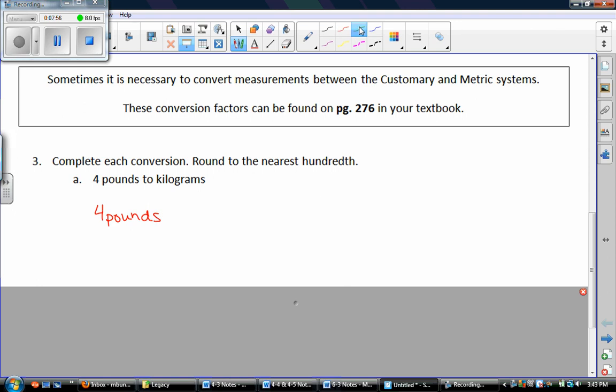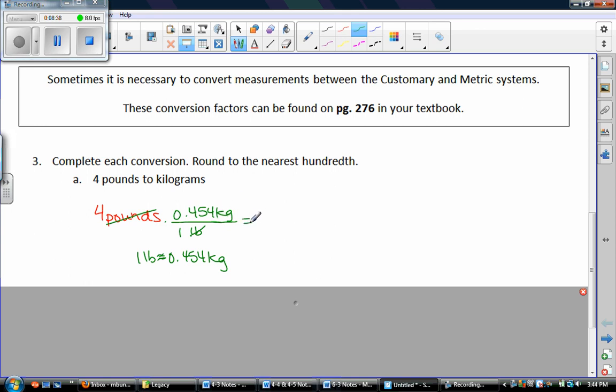So if you look at the table on page 276, one of the conversions you see is that 1 pound is equal to, or approximately equal to, 0.454 kilograms. So when I multiply this by some fraction that's equivalent to 1, here I have pounds in the numerator, so I need pounds in the denominator. So 1 pound will go in the denominator, and 0.454 kilograms will go in the numerator. And just like we want to have happen, the pounds will cancel. We're left with an answer that will just be in kilograms.